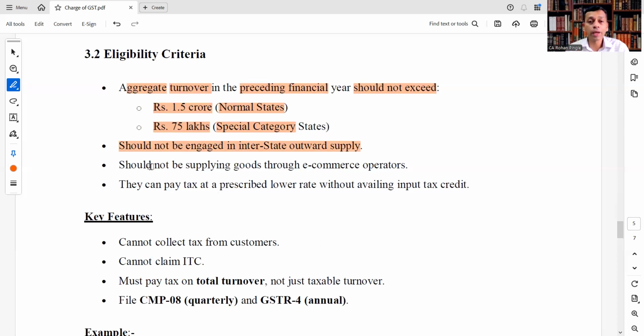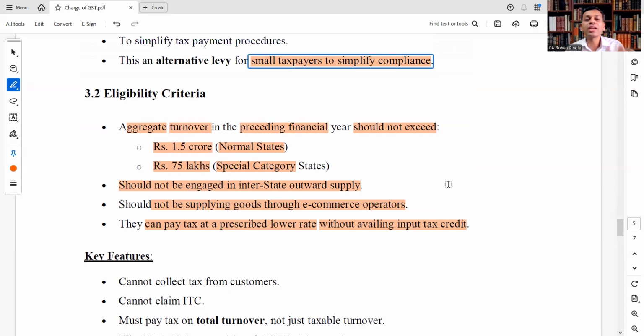Then again, should not be supplying goods through e-commerce operators. Also, another eligibility criterion is that they should not supply goods through e-commerce operators, and they can pay tax at prescribed lower rate without availing input tax credit. Means they cannot avail input tax credit. Means the flat rate they have to pay the tax. They cannot avail any ITC on whatever they have purchased. They cannot supply through e-commerce operator. They cannot engage in interstate outward supply, means between the two states. And the aggregate turnover in the preceding financial year should not exceed rupees 1.5 crores or 75 lakhs, whichever is applicable state wise.